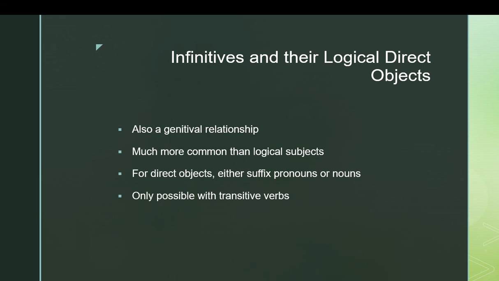So you wouldn't say iret set for "making it." You would use iretes, just the suffix form, because again, it's genitival. And then the noun, it can also take a noun, which is again being possessed in a genitival relationship.